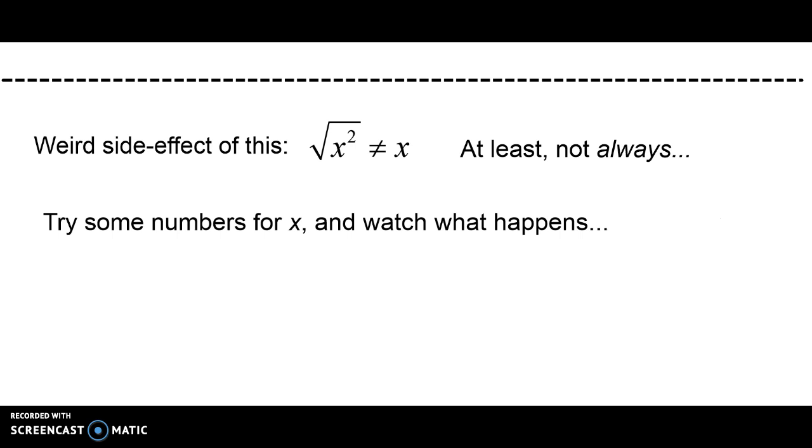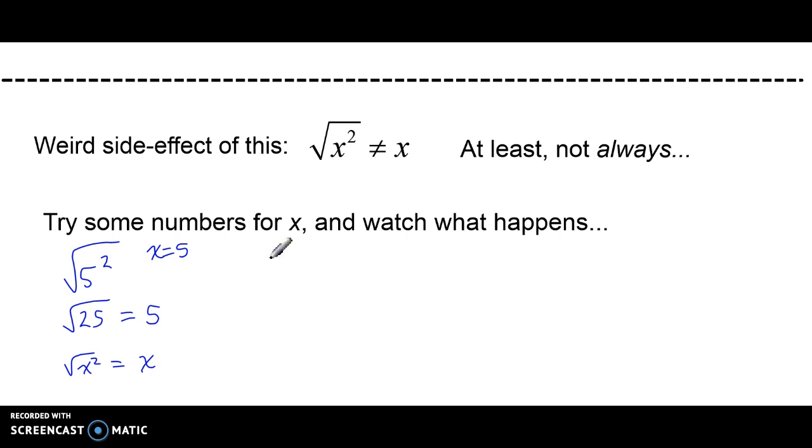Let me show you what I mean. We're going to try some numbers for x. We're going to actually put an x in there, and we're going to square it and then take the square root and see if we're back to x again. So, for example, if you start with like 5, 5 squared, and then take the square root. Well, 5 squared is 25. Principal square root, remember, the square root symbol means principal square root, comes out to be 5. So when x was 5, the square root of x squared came out to be the same as x.